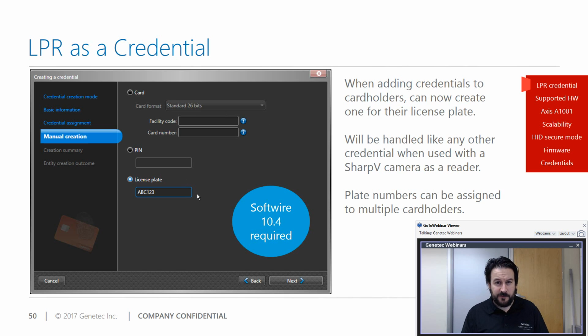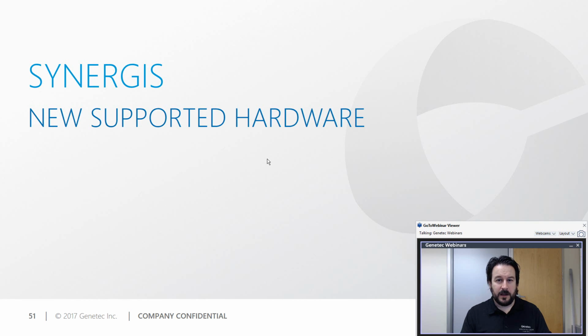We do need to have software 10.4 for this, and in terms of the actual plate number, that can be duplicated. So if you have two people that share a car, you could have both of those card holders have the same plate number in their credentials. So it's okay to have duplicates there, and it will accept both. This is basically going to operate the same way. So if you have the Sharp V at a gate and somebody pulls up, it's going to operate the same way as a credential in terms of giving an access granted or an access denied.